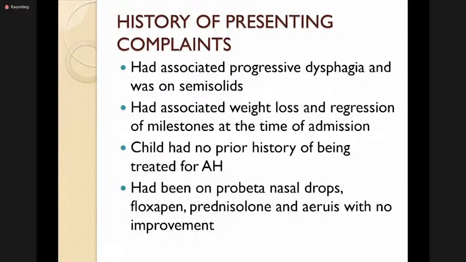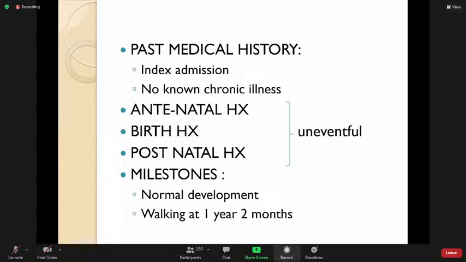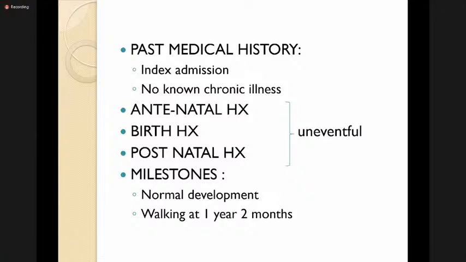There was no prior history of adenoid hypertrophy for the patient. The patient had been treated though for adenoid hypertrophy and an upper respiratory tract infection with no improvement. The thing you sometimes need to know is that this is the patient's index admission, with no chronic illness. The other history we found was uneventful, and the child was developing normally and was walking by 1 year and 2 months. So the child had just basically started walking.